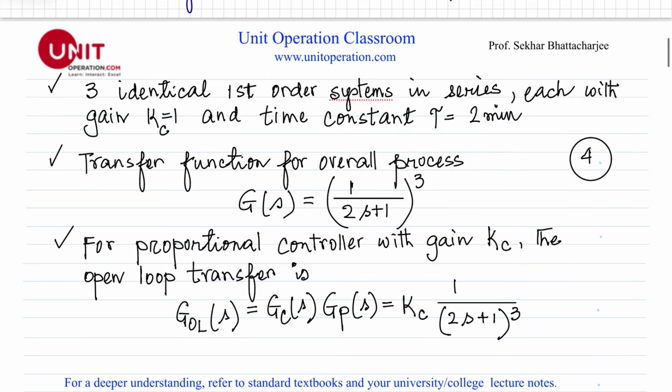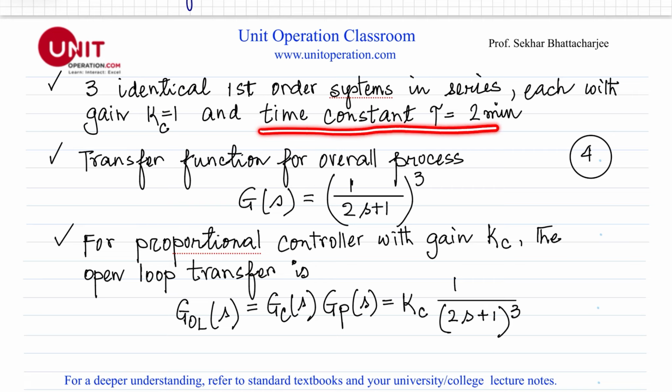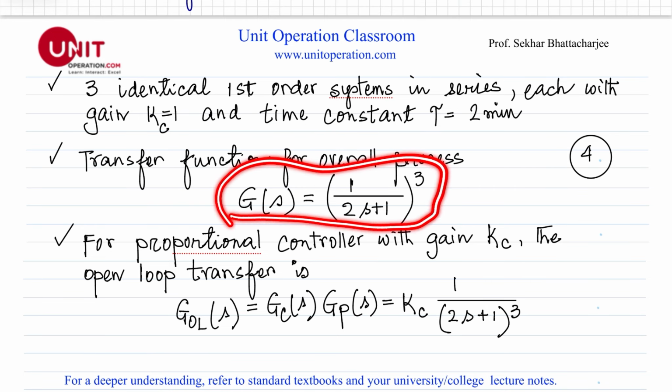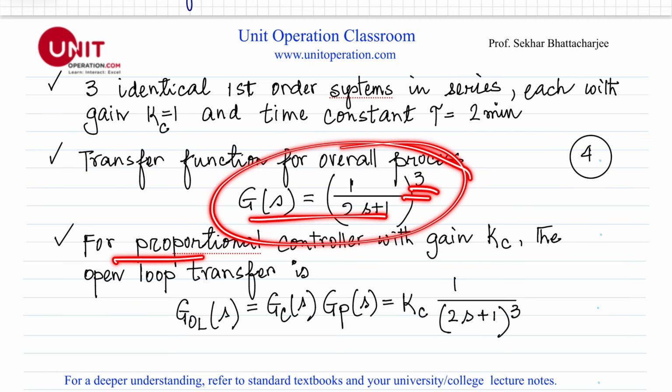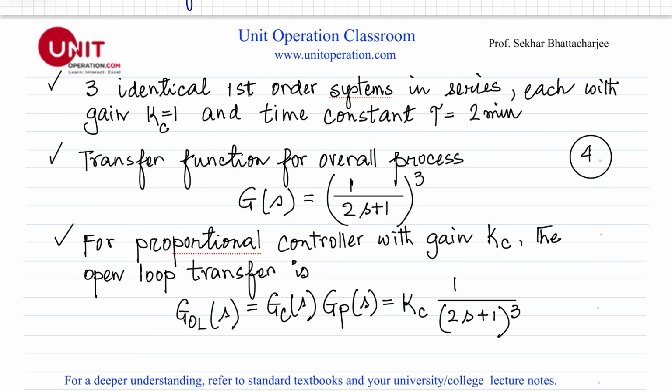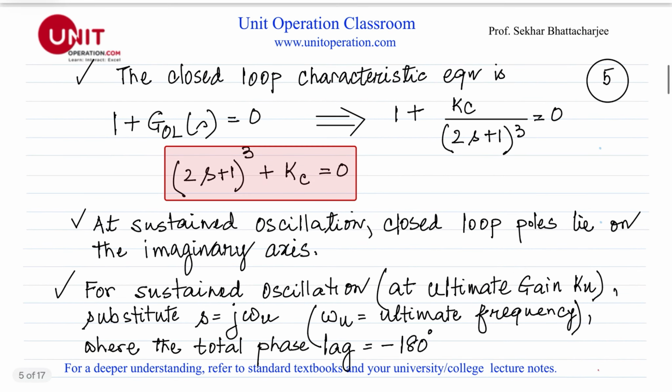As we see, there are three identical first order systems in series, each with a gain of 1 and a time constant of 2 minutes. So the transfer function of each process is 1 over 2s plus 1. For the three processes, it's going to be this one right here. For a proportional controller with gain Kc, the open loop transfer function is going to be this. This is very standard, so we know that. For the closed loop, the characteristic equation is going to be this. We know that, and we substitute here.